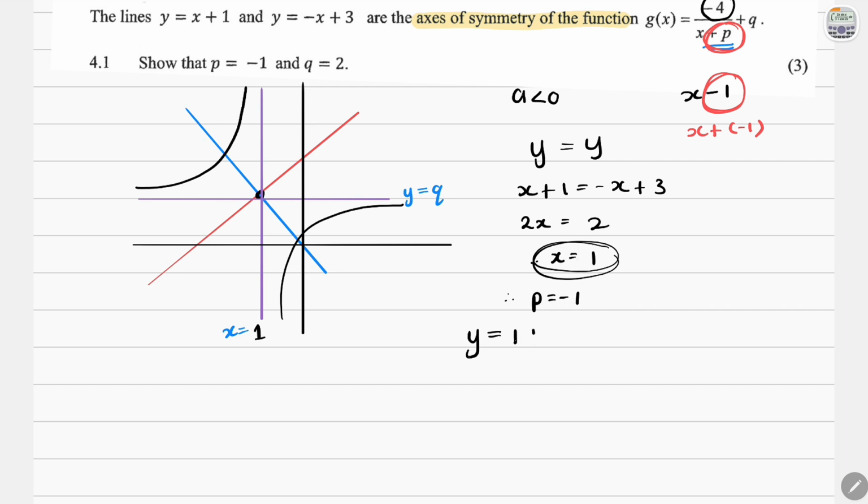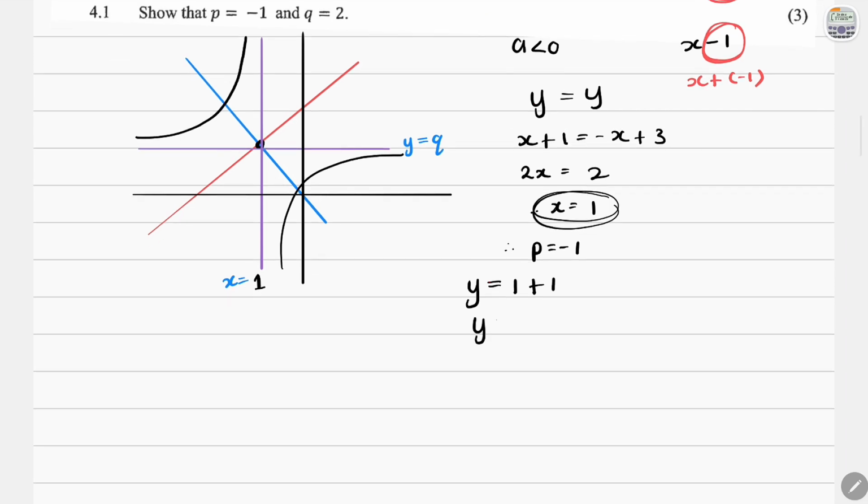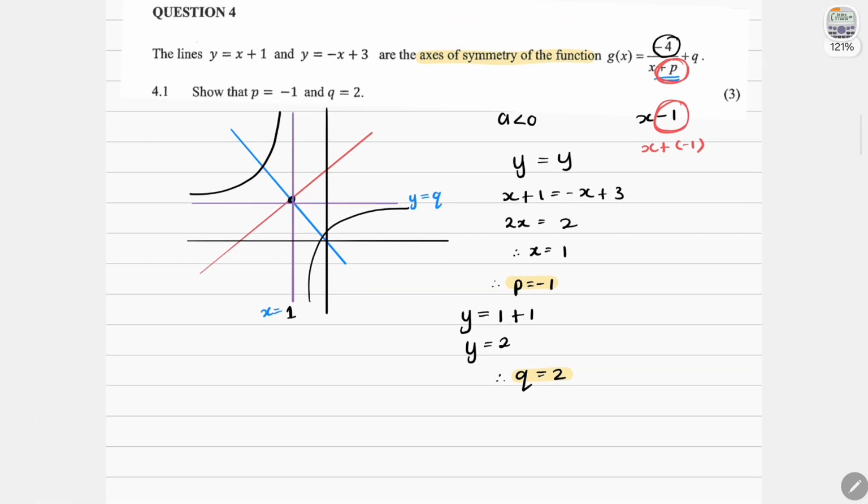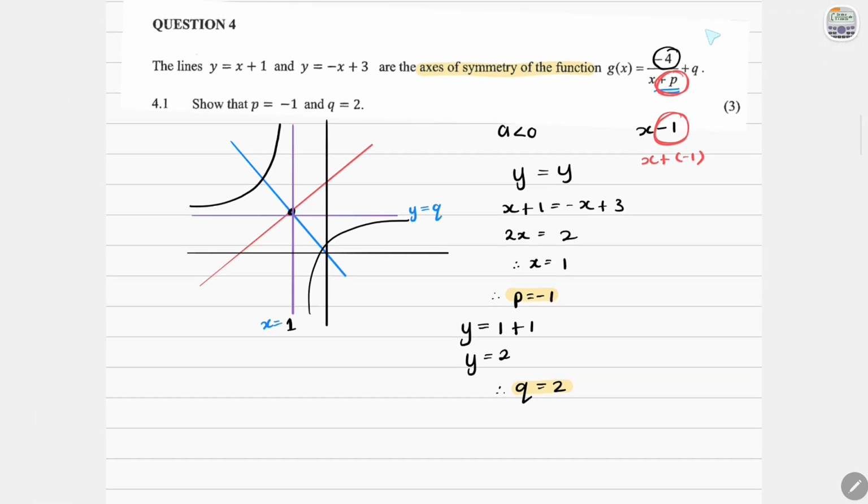So we'll say 1 plus 1 using this equation. And so y is equal to 2. And so this means that q is equal to 2. And that is our answer. P equals negative 1, while q is equal to 2. And moving on to the next question.